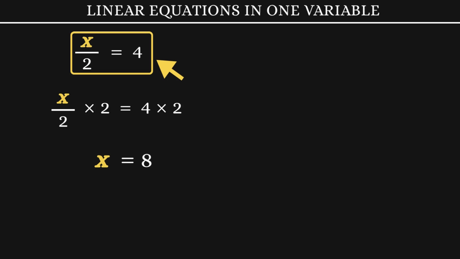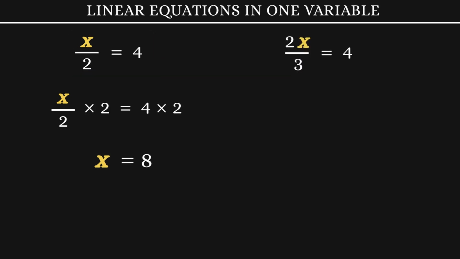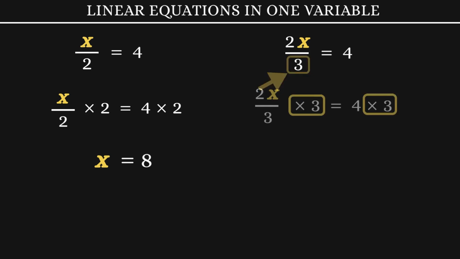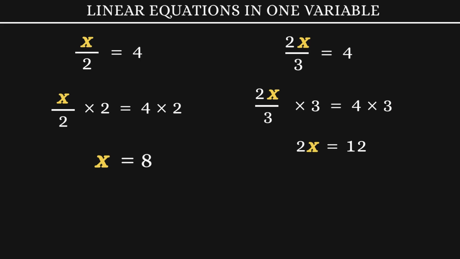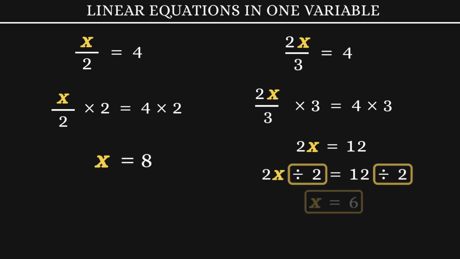Next equation is 2x by 3 is equal to 4. First we'll eliminate this 3. We do that by multiplying on both sides by 3. What we get is 2x is equal to 12. Now we'll divide both the sides by 2 and we get the answer x is equal to 6.